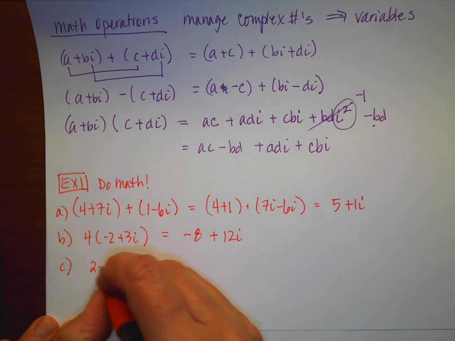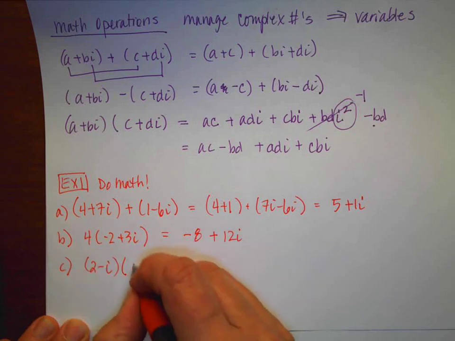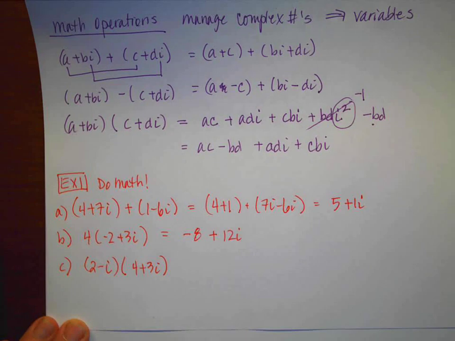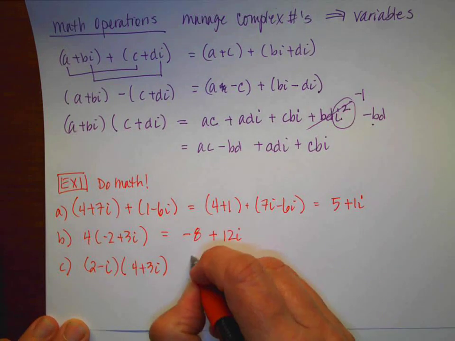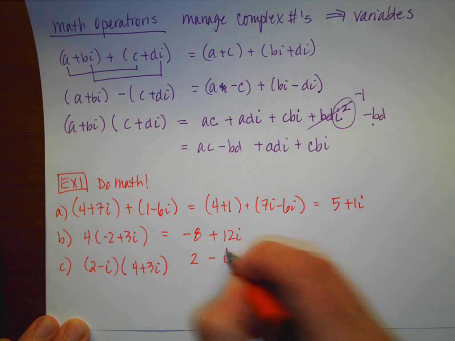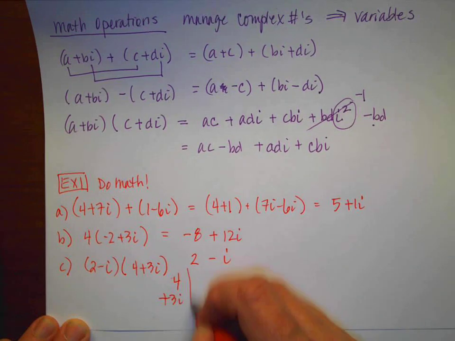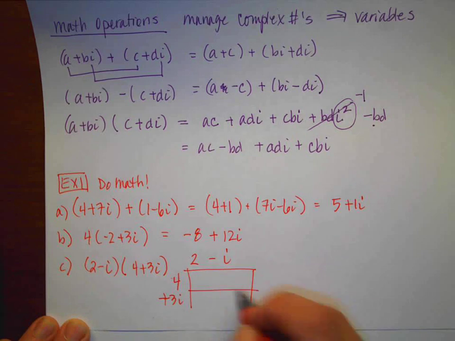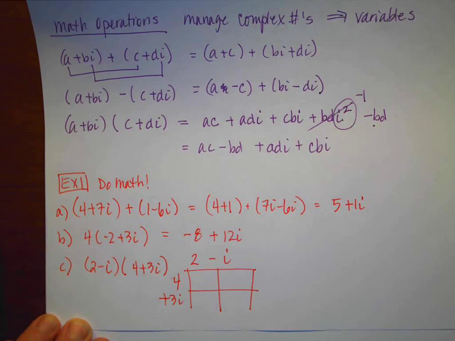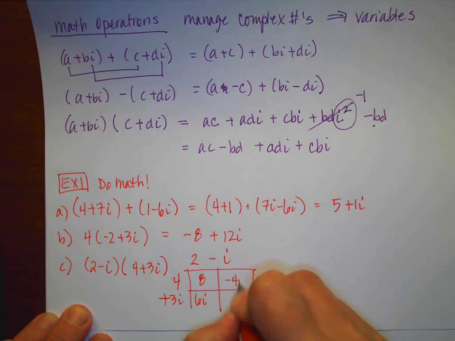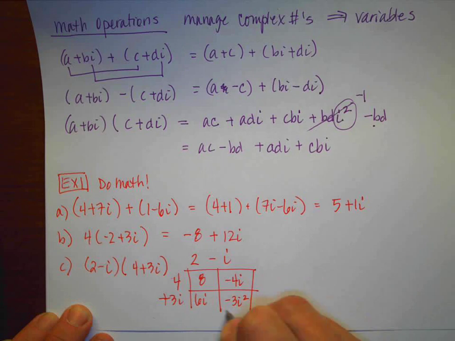The c part is going to be 2 - i times 4 + 3i. I'm going to put this in a box just because I think it's a very nice way to organize math. It's not really necessary, but I'll show you what happens when we do. So I wrote my two things. Here's my little crappy box. So I have 8, 6i, minus 4i, and minus 3i squared. That guy's going to change.